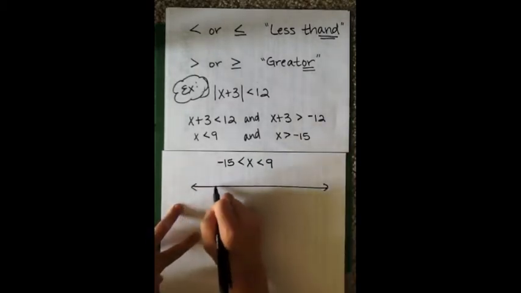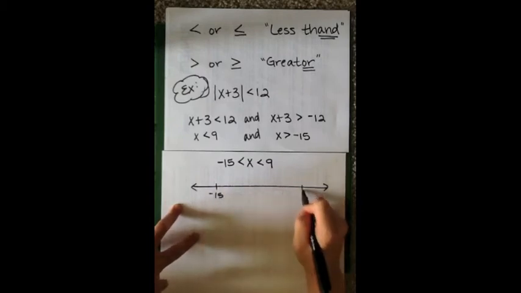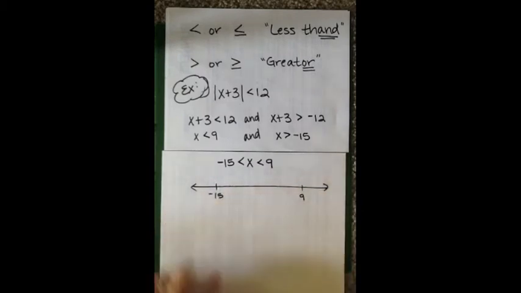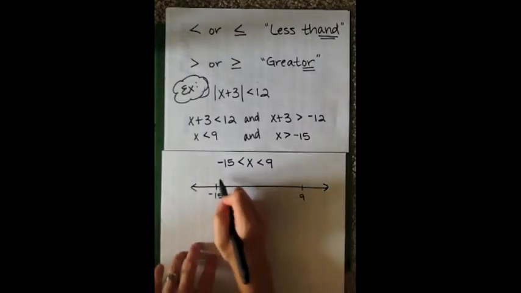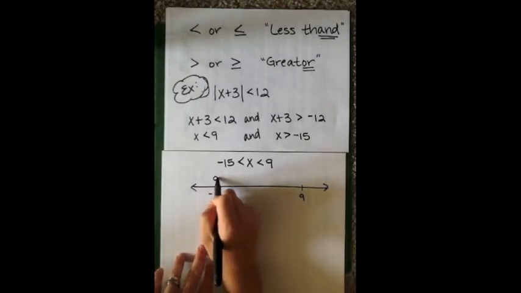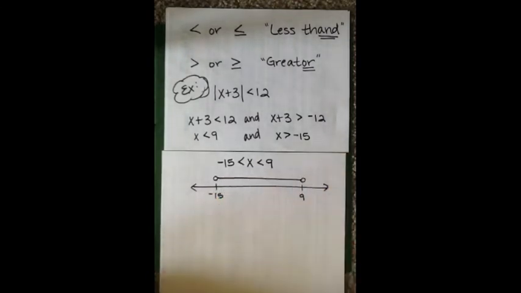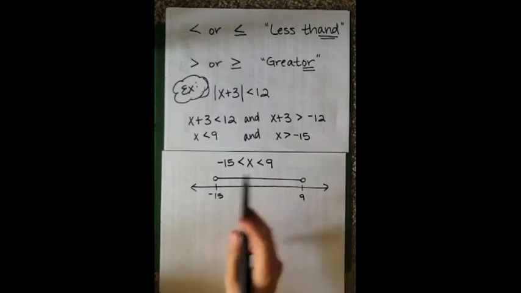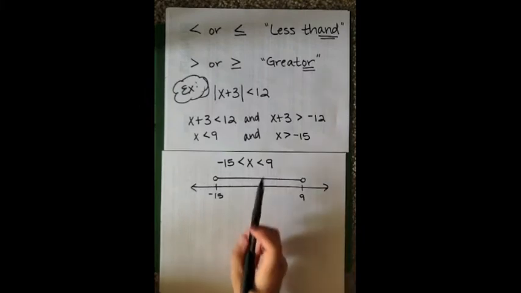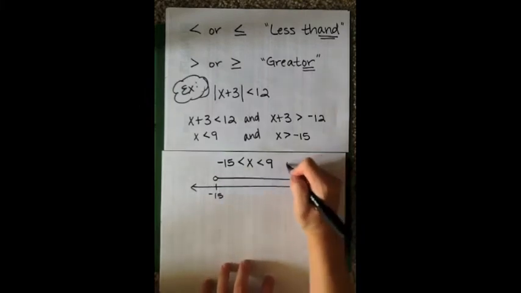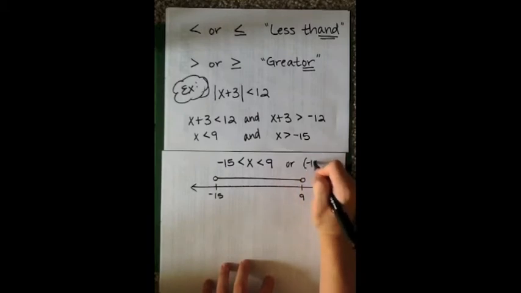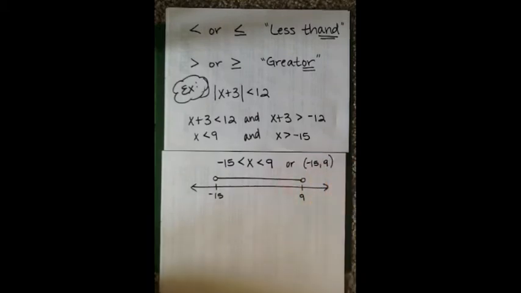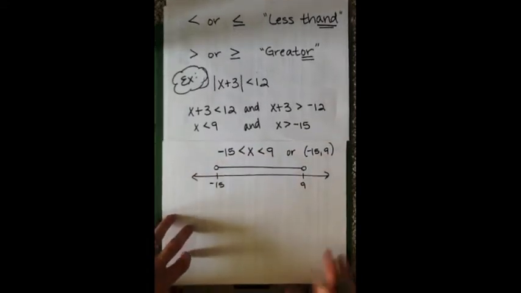And we can graph this as well. Negative 15, 9, don't worry about all the tick marks in between, that's just a waste of time. And it goes right here. Open circles because they're not included. Okay, so this can be your answer, or if you like interval notation, negative 15 to 9 this direction. Let's do another one that's still a little more complicated than that.